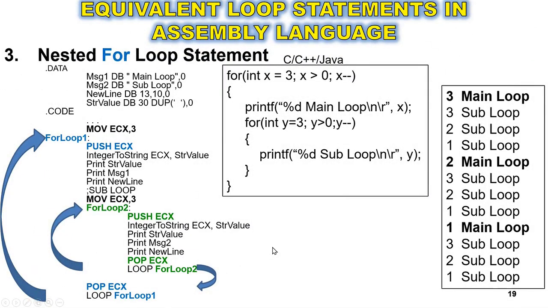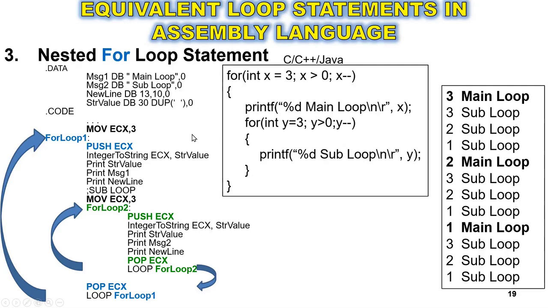Let us learn how to set up a nested for loop statement in assembly language. The way I set up the assembly language code is by first writing a sample nested loop in the C, C++, or Java programming language, and then converting it into an assembly language equivalent.